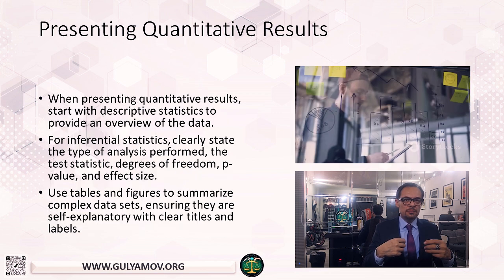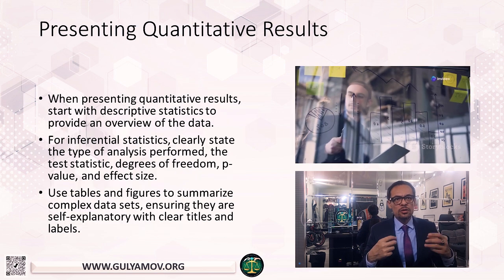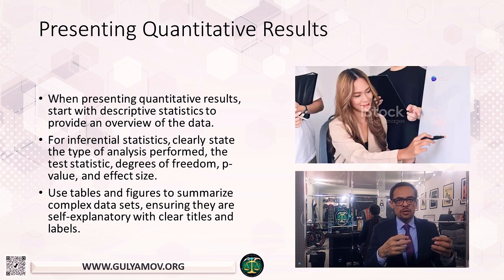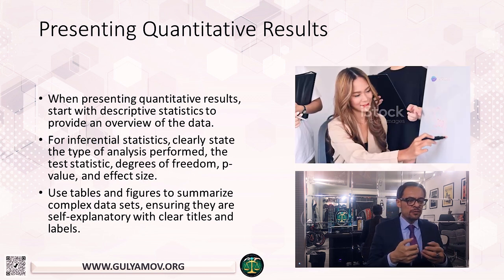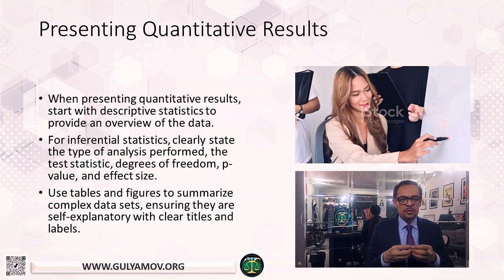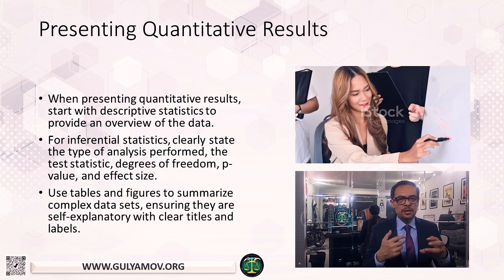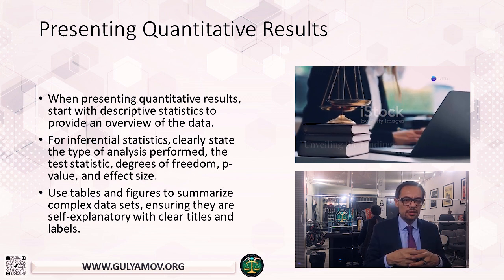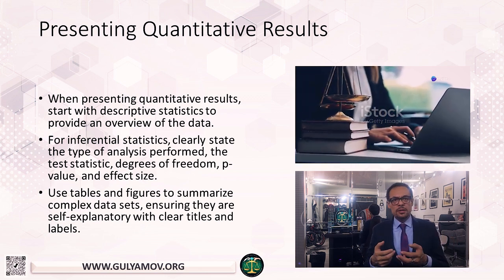Presenting quantitative results. When presenting quantitative results, start with descriptive statistics to provide an overview of the data. This may include measures of central tendency, mean, median, mode, and dispersion, standard deviation, range. For inferential statistics, clearly state the type of analysis performed, the test statistic, degrees of freedom, p-value, and effect size.